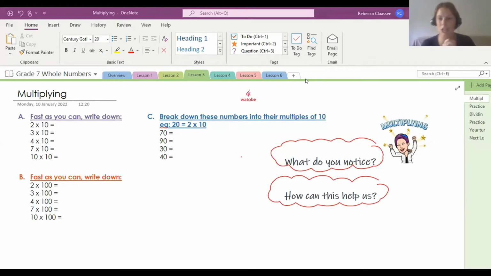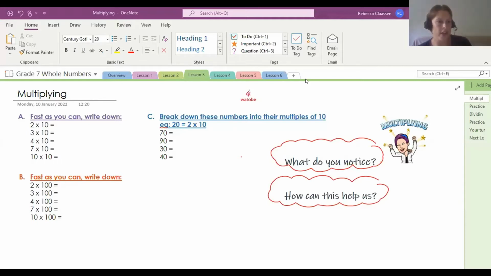I'm going to get your brains working because it's Monday. We need to wake up those brains and fire them off. So as fast as you can, you need to write down the sum and the answer.